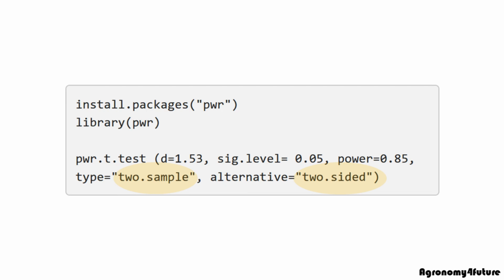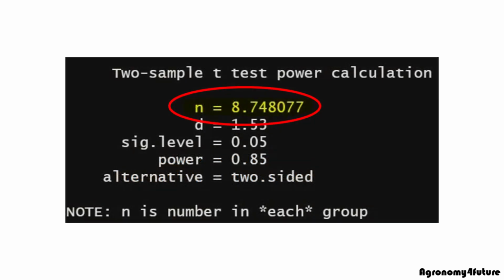R calculated the sample size. In each group, 9 samples are required. So, in total, 18 samples are necessary to compare the mean of two groups. The agronomist collected 4 samples per group, and he would need to increase the sample size more than twice.